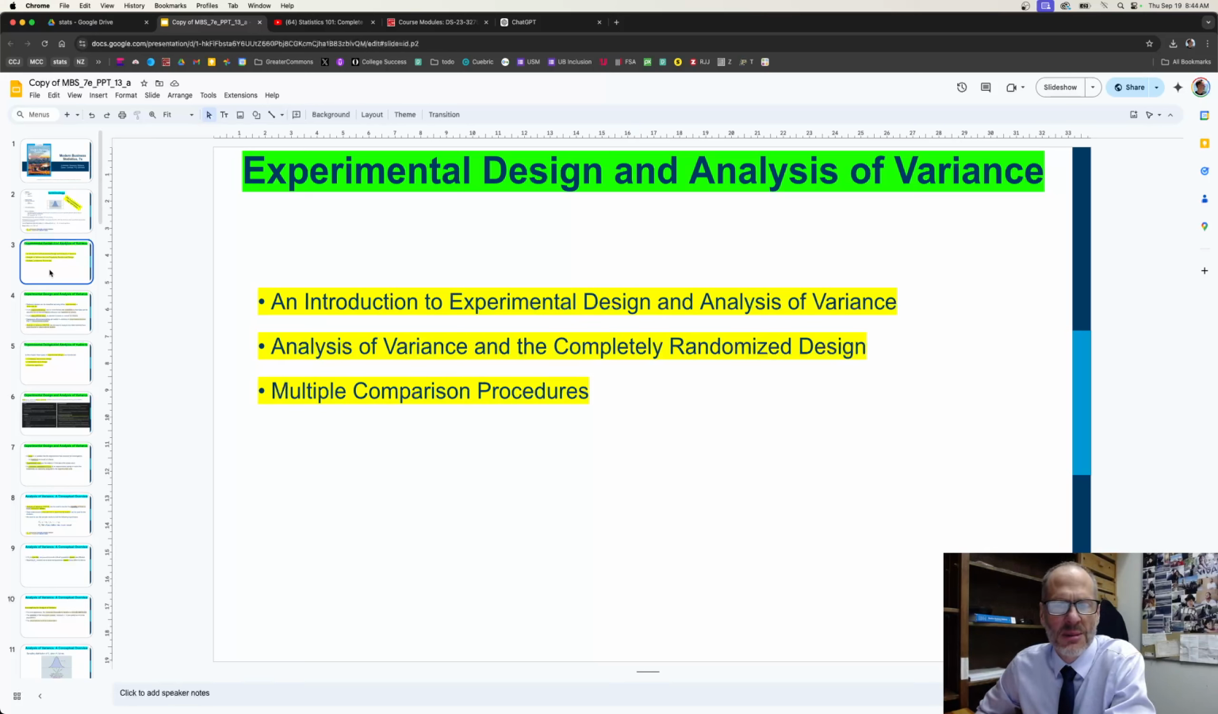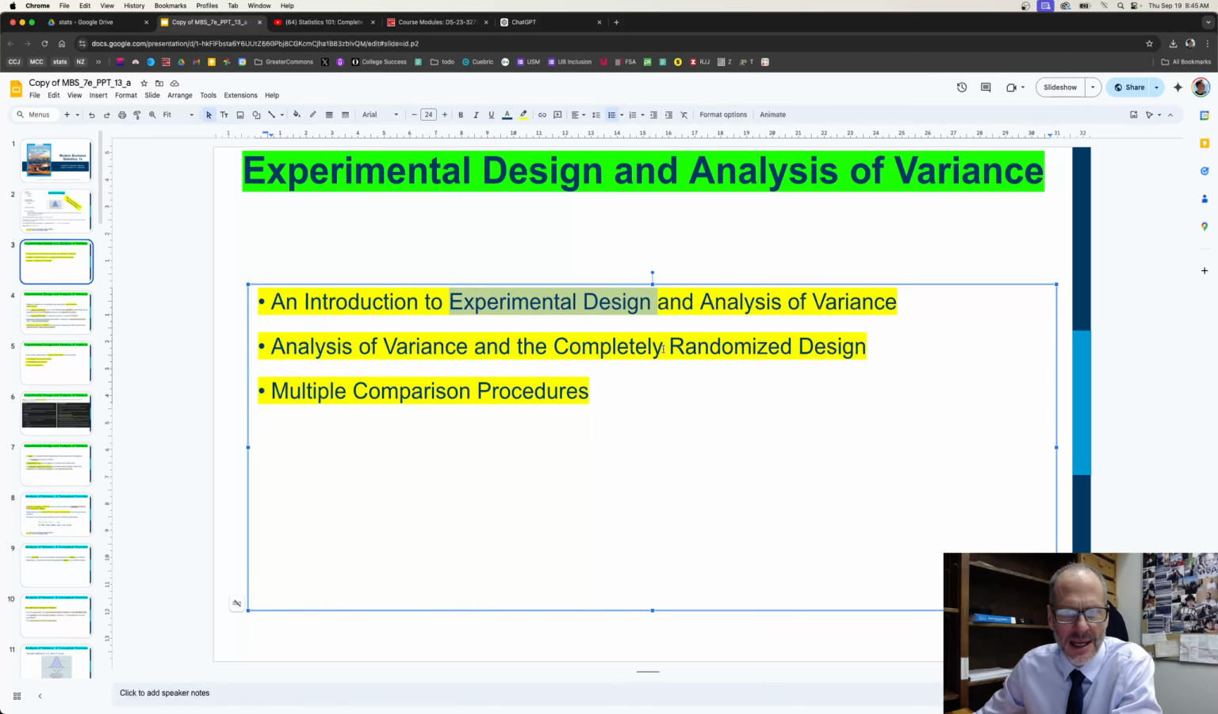An introduction to experimental design and analysis of variance. So that's what we're going to take a look at in this module. We're also going to see analysis of variance and the completely randomized design. So we're going to learn more about what a randomized design is. So we're talking about experimental design, and randomized design and what that means. And we're also seeing analysis of variance. And analysis of variance is sometimes abbreviated as ANOVA. So we'll see that acronym, A-N-O-V-A, ANOVA.